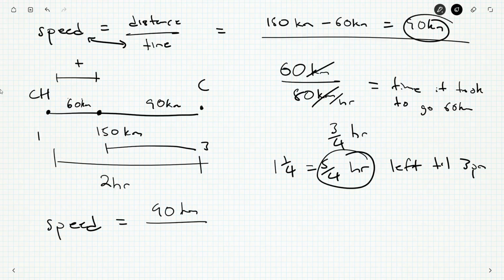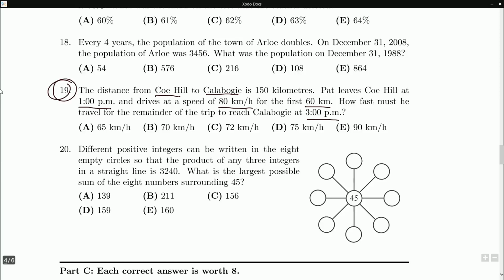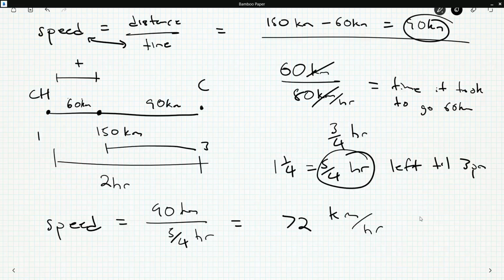90 kilometers, 5 over 4 hours, and we're going to get something in kilometers per hour. Okay, 90 over 5 is 18 times 4. It should be 72. I'm just going to grab my calculator for a quick little double check. Yep, 72 kilometers per hour. Calculator agrees with me. And that's the middle one, C. So that's going to be our answer.